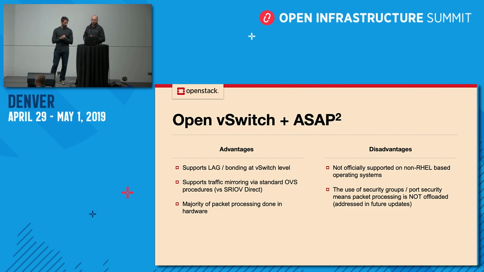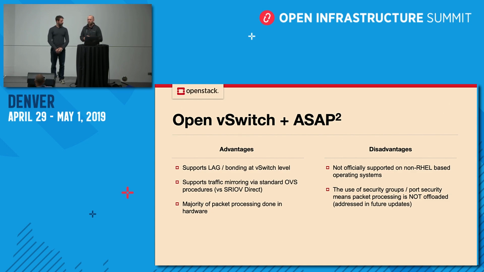We get to mirror traffic using the standard OVS command set, so port mirroring, tcpdump. And the majority of packet processing is done in hardware. Once that first packet hits the slow path, then the flow is pushed down from the vSwitch to the NIC. One of the disadvantages of our particular implementation with ASAP² is that sometimes the Mellanox drivers in this technology aren't officially supported on non-RHEL-based OSs. So in our test, we used Ubuntu 18.04.